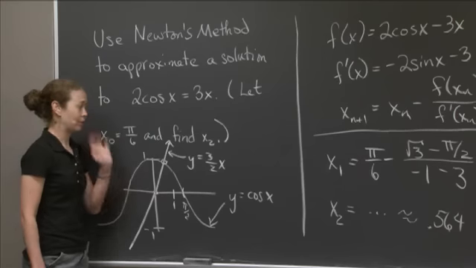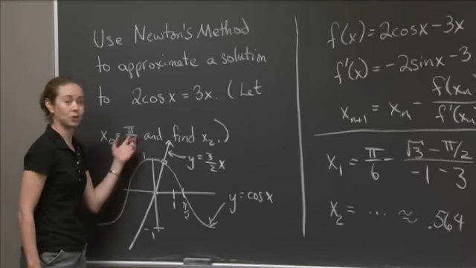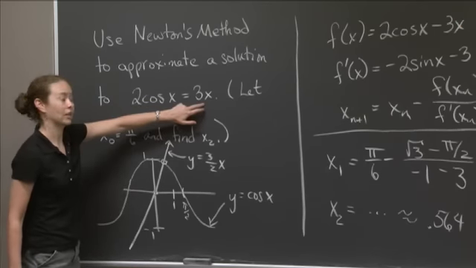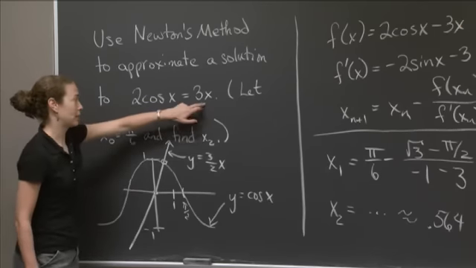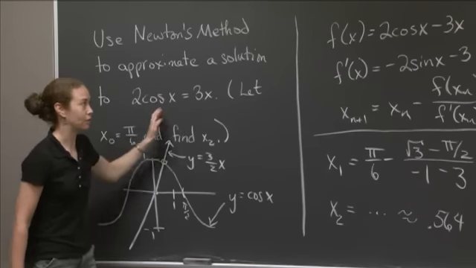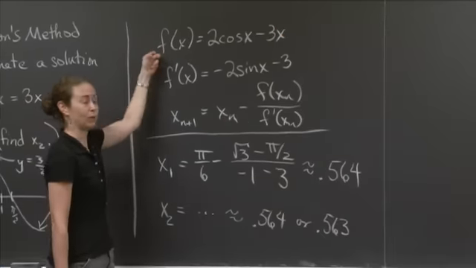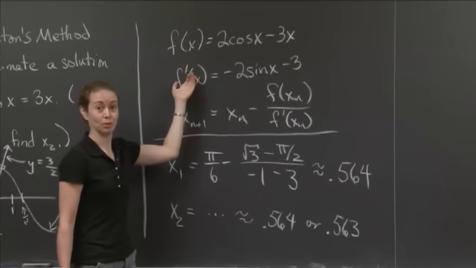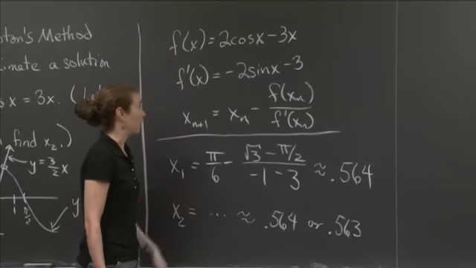And then we just started using Newton's method on a particular function. And that function was this side of the equation minus this side. Because if 2 cosine x minus 3x equals 0, then 2 cosine x equals 3x. So we had this function over here, 2 cosine x minus 3x, and I said I was looking for zeros of that function, and that's where Newton's method comes in. So I think that is where I will stop.